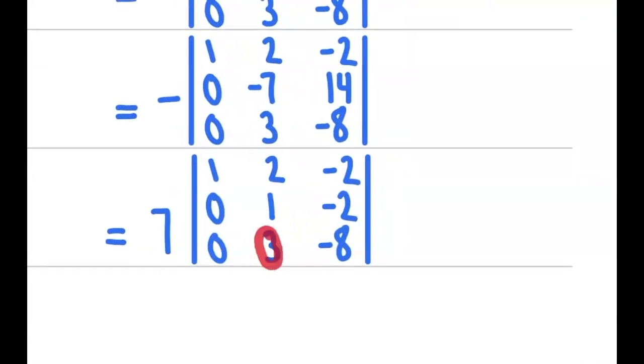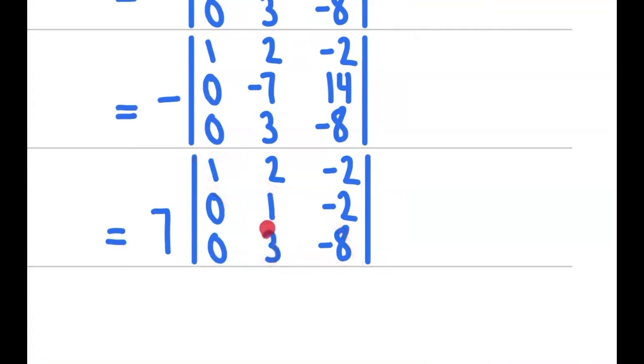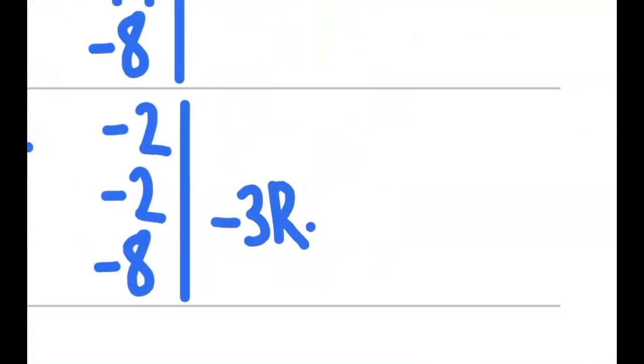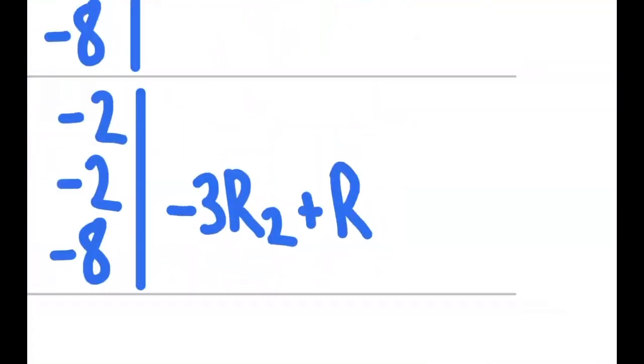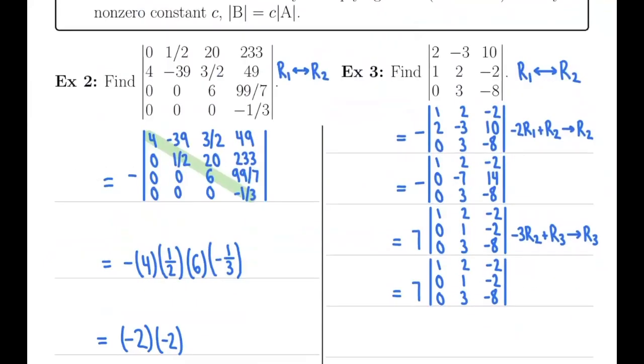All right, let's make this 3 right here a 0. And once we do that, that means we'll be taking the determinant of an upper triangular matrix because all the entries below the main diagonal will be 0. All right, so let's make this 3 a 0. So we need to do negative 3 times the second row and add that to the third row. And that will replace the third row. And remember, adding a multiple of a row to another row does not change the determinant.